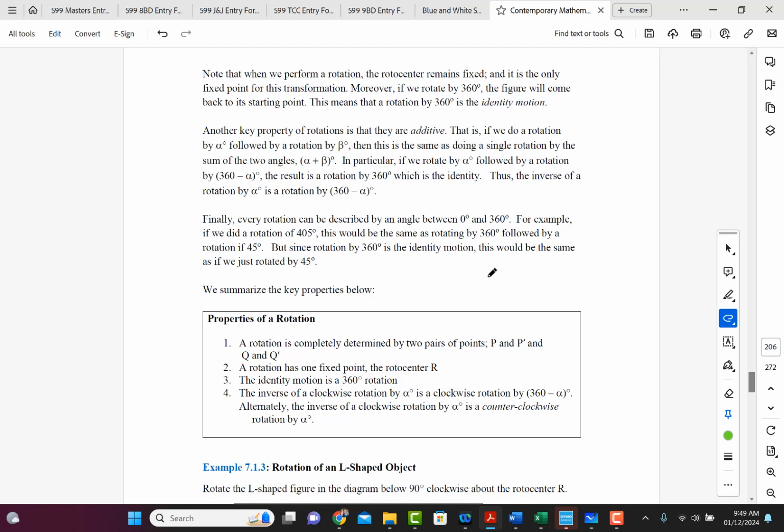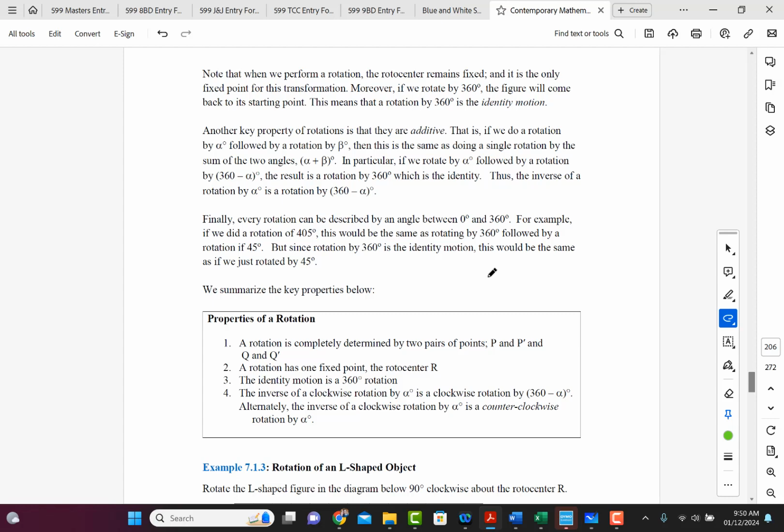Another key property of rotations is that they are additive. That is, if we do a rotation by alpha degrees, followed by another rotation by beta degrees, then we will have the same outcome as if we did a single rotation by the sum of the two angles alpha and beta. So we have alpha plus beta degrees. In particular, if we rotate by alpha degrees followed by a rotation by 360 minus alpha degrees, the result will be a rotation of 360 degrees, which is the identity. So we can use subtraction as well.